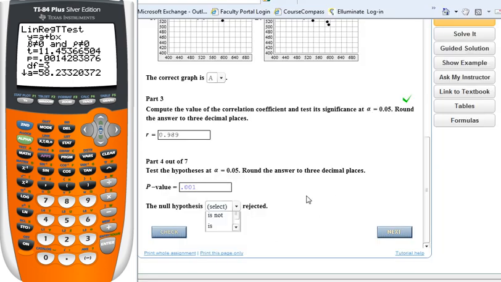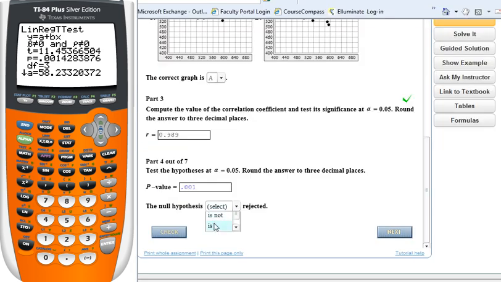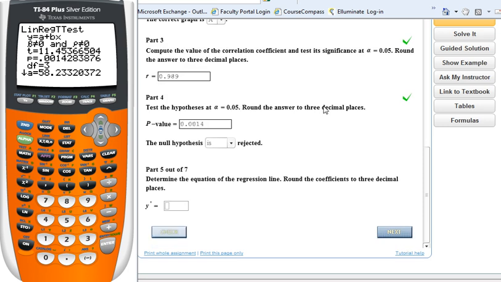There we go. So my p-value is 0.001. My test value is that. So therefore, I am less than the significant value. And one more time so you see it. If I am less than or equal to, I will reject the null hypothesis. So I reject it, which allows me to move on. This allows me to go to the next step.